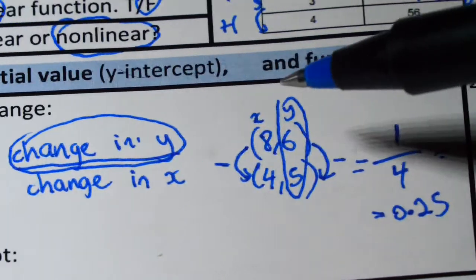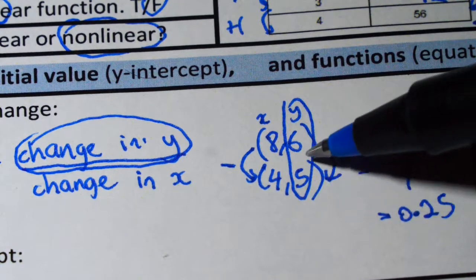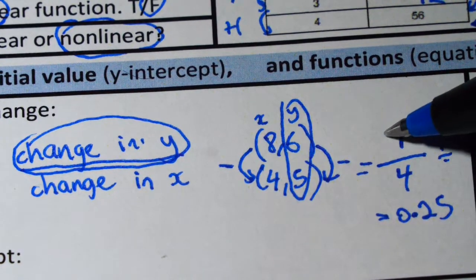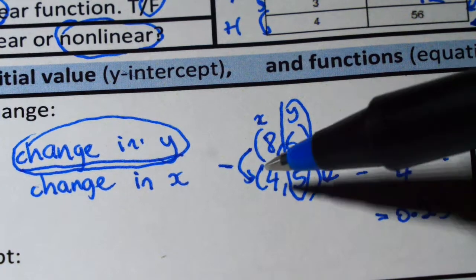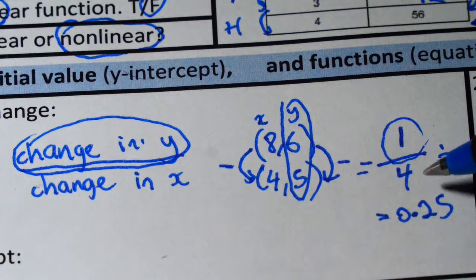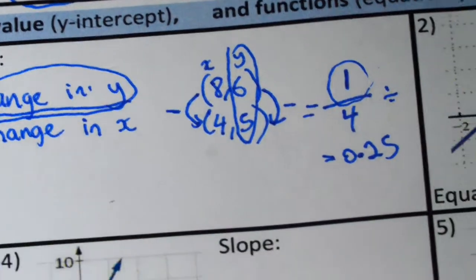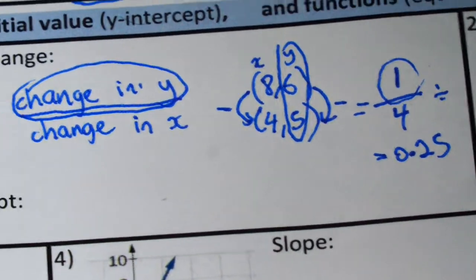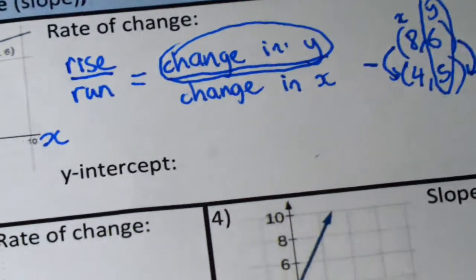So again, the change in y, 6 minus 5, 1, over change in x, 8 minus 4, 4, so 1 over 4. That's how you find the rate of change or the slope.